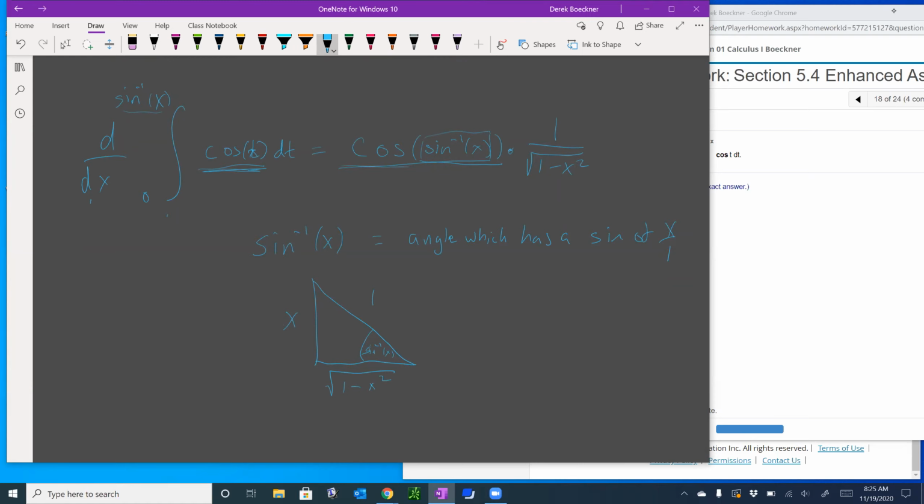And now this is the cosine of this angle that we just drew. And the cosine of the angle we just drew is the adjacent side over the hypotenuse. So that's going to be equal to the square root of 1 minus x squared times, now here, 1 over square root 1 minus x squared. Cancel, I get 1. Other questions?